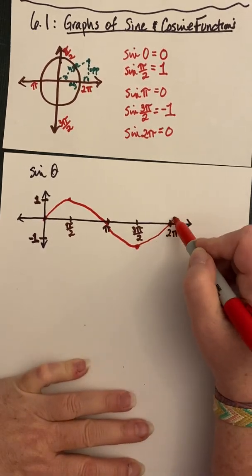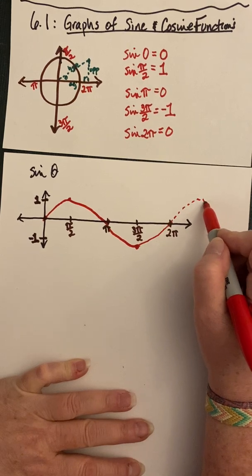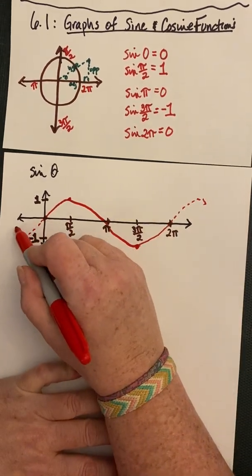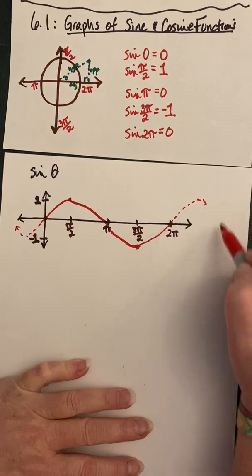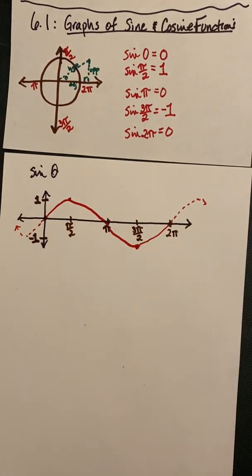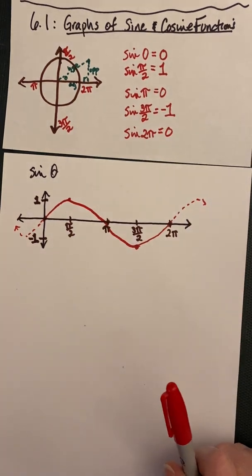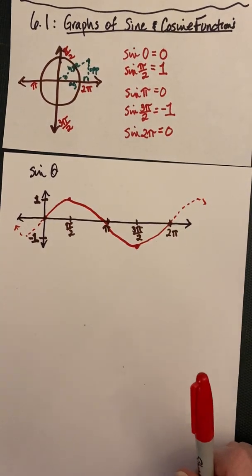And in theory, it keeps doing that. Right? So it just keeps going. Okay? But that's one full cycle. One period is what that's called. Okay? We'll talk more about that in a minute.